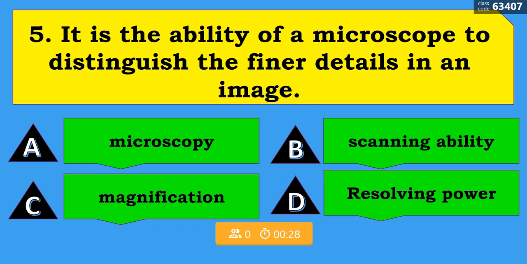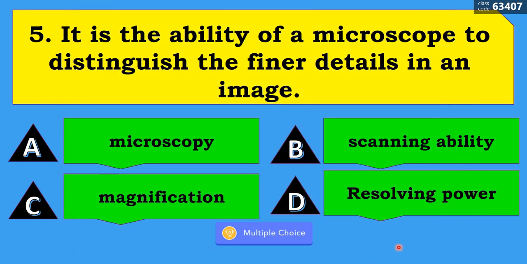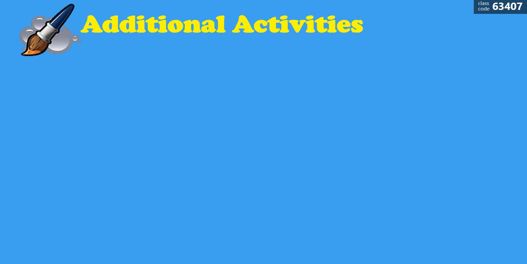It is the ability of a microscope to distinguish finer details in an image. A. Microscopy. B. Scanning ability. C. Magnification. D. Resolving power. Class code 63407. Okay, time is up. Let's reveal the answer. The correct answer is letter D, resolving power. Okay, we are through with the assessment. Congratulations to those who got it perfect.